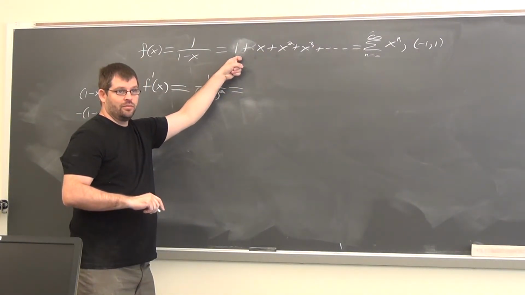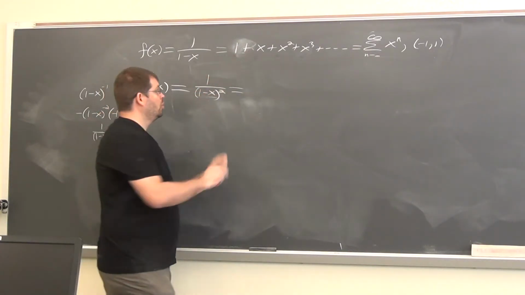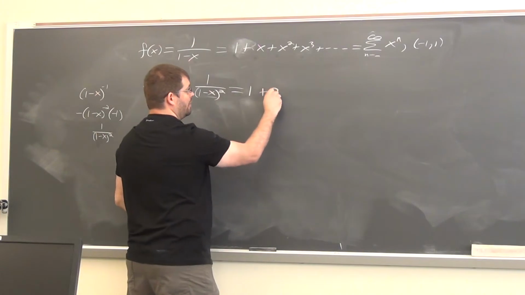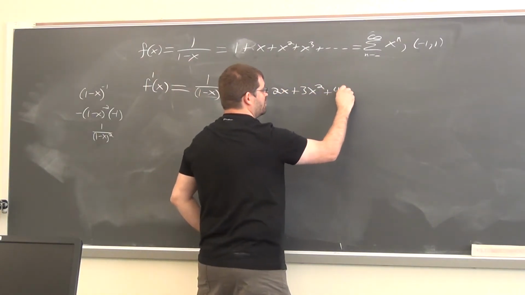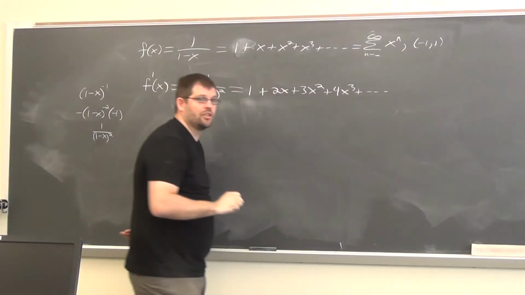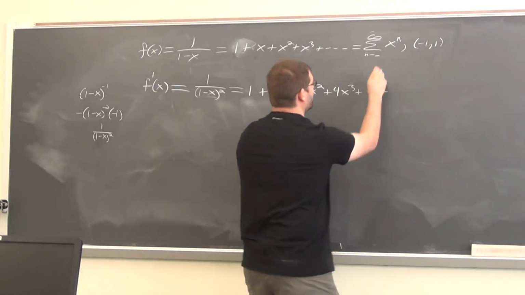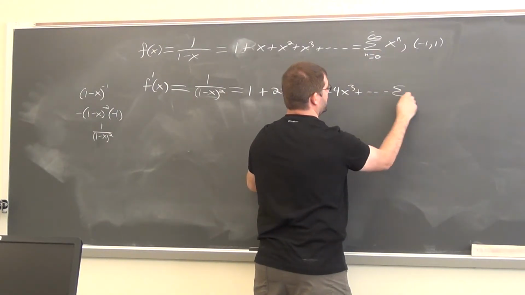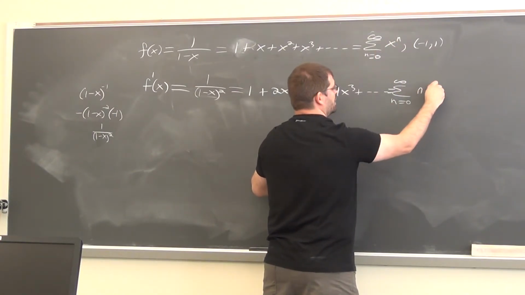Derivative of 1 is 0. Derivative of x, 1. Derivative of x squared, 2x, 3x squared, 4x cubed, and so on, right? And in particular, if we come to this form, the sum from 0 to infinity, it'll be n x to the n minus 1.